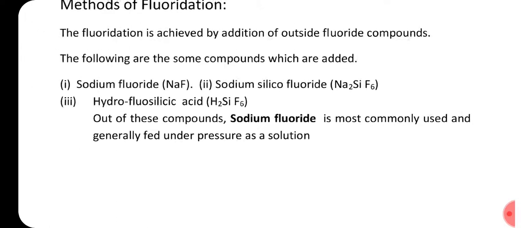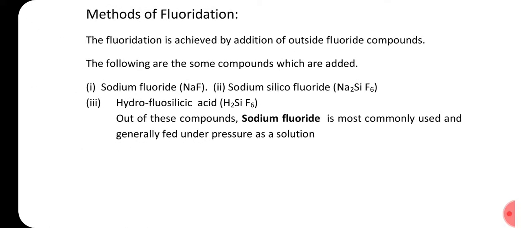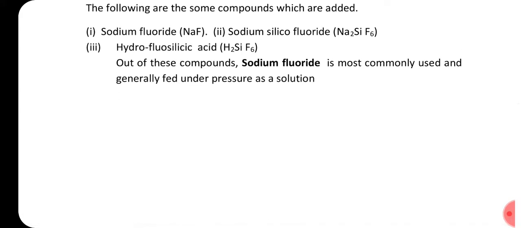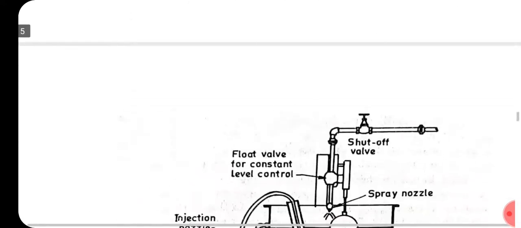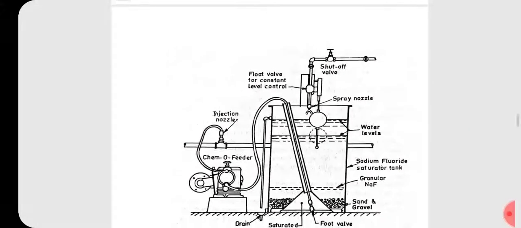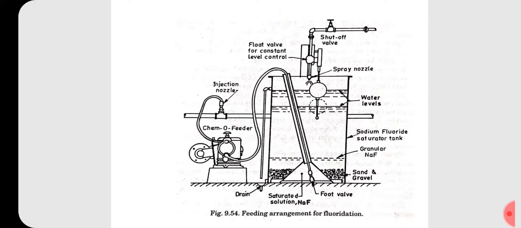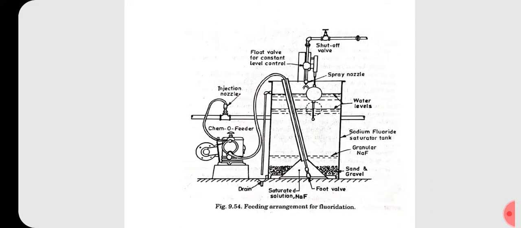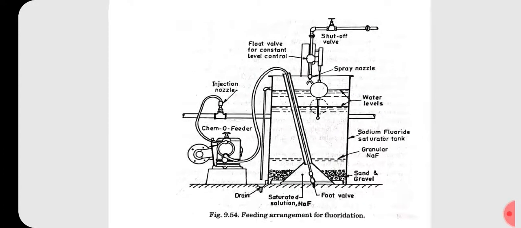So, methods of addition of fluoride, or fluoridation: three compounds are used, either sodium fluoride, or sodium silicofluoride, or hydrofluorosilicic acid. Out of these three compounds, sodium fluoride, the first compound, is most commonly used. Now, there is a figure, the process feeding arrangement for fluoridation. You just refer to this figure. You are not expected to remember this figure, or reproduce it in the examination. If you write notes on fluoridation, there is no need of drawing the figure. But if you draw this figure, it is supportive, it is well and good.